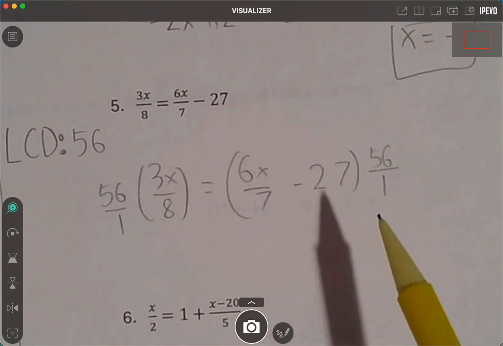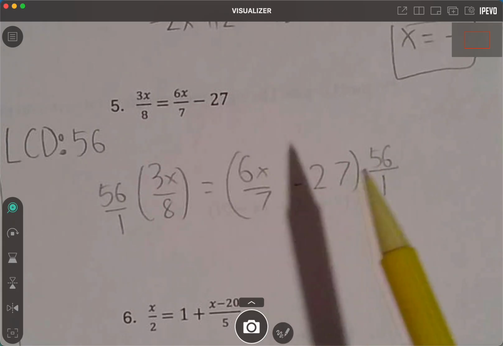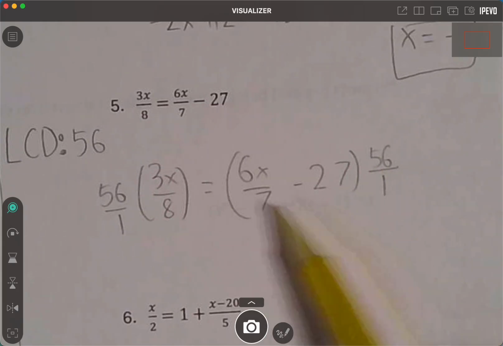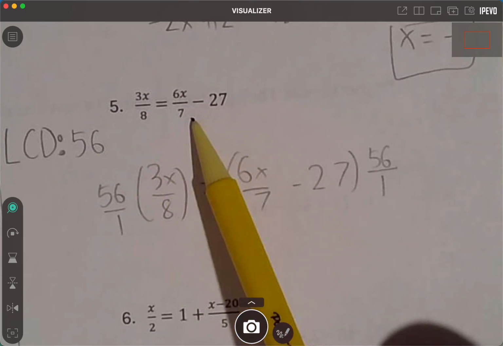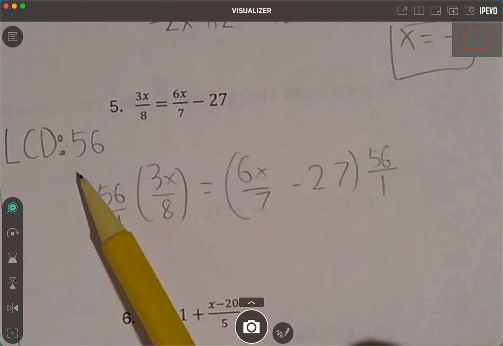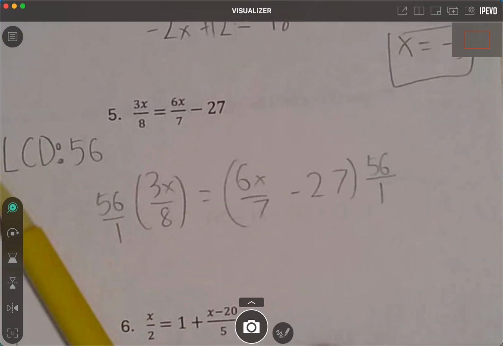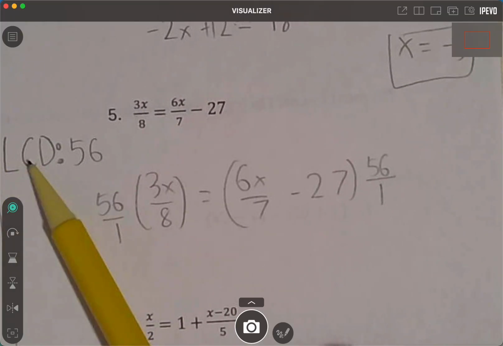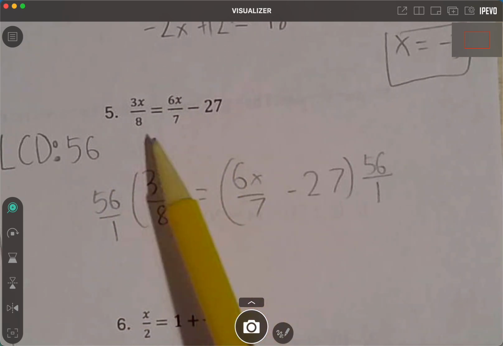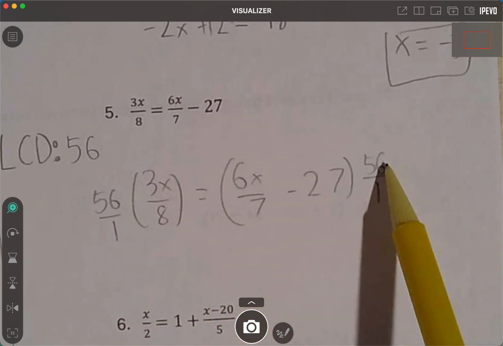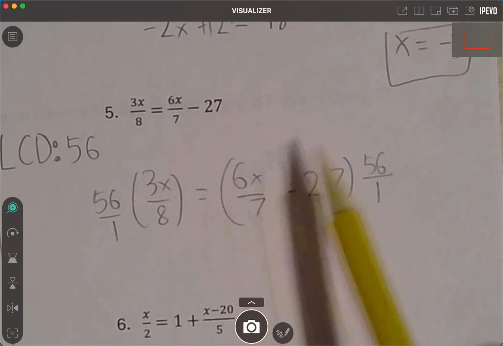We will talk later in the course about why I'm doing that, but for now I need you to trust me that I looked at my denominators. I saw 8 and 7. I figured out what's the number that both of them can go into. 56 is the smallest. The least common denominator, out of both denominators, happened to be 56, and I notice I put it in the numerator.